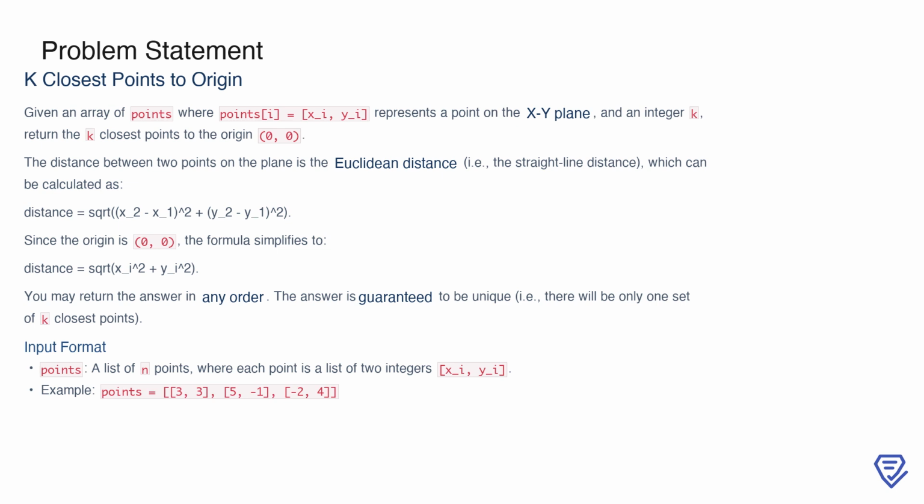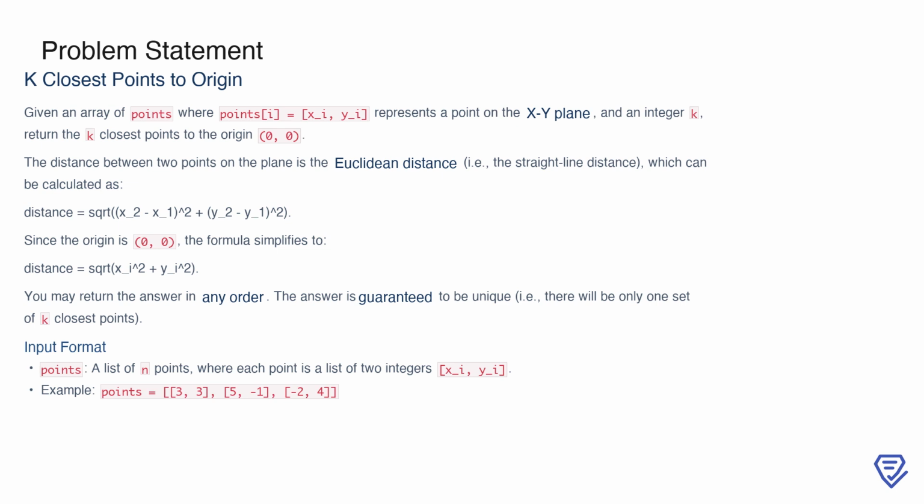You are given an array of points, where each point is represented as a pair of integers, x_i, y_i, on a two-dimensional plane. Along with this, you are provided an integer k, and your task is to return the k points from the array that are closest to the origin, (0, 0).